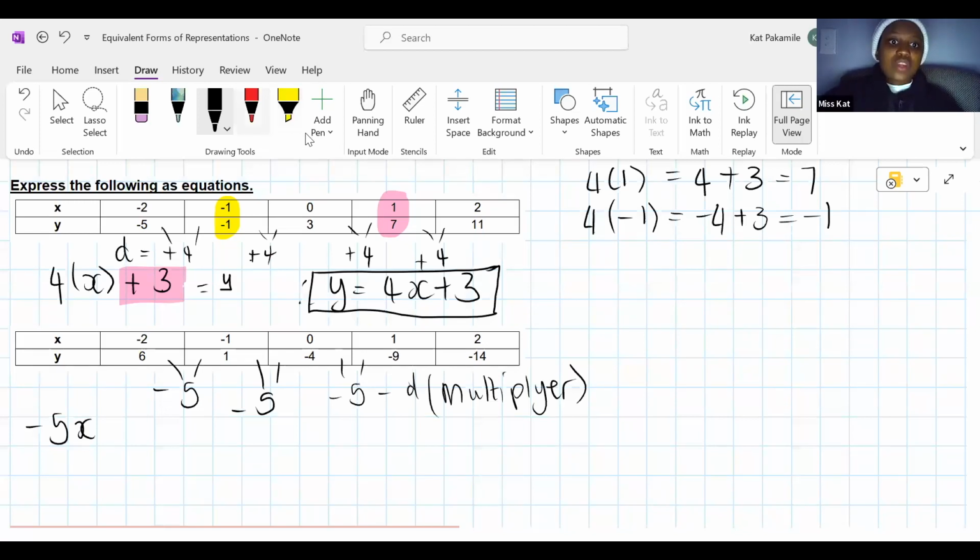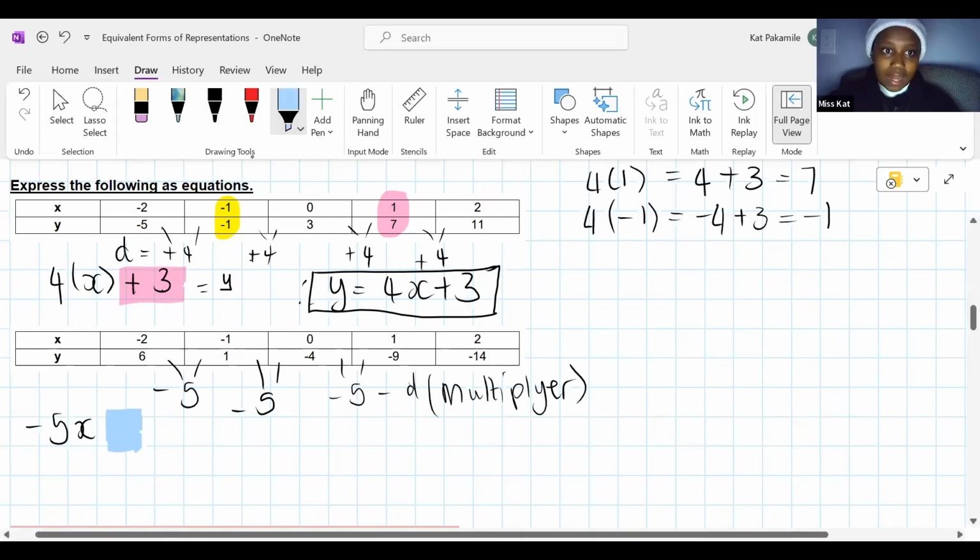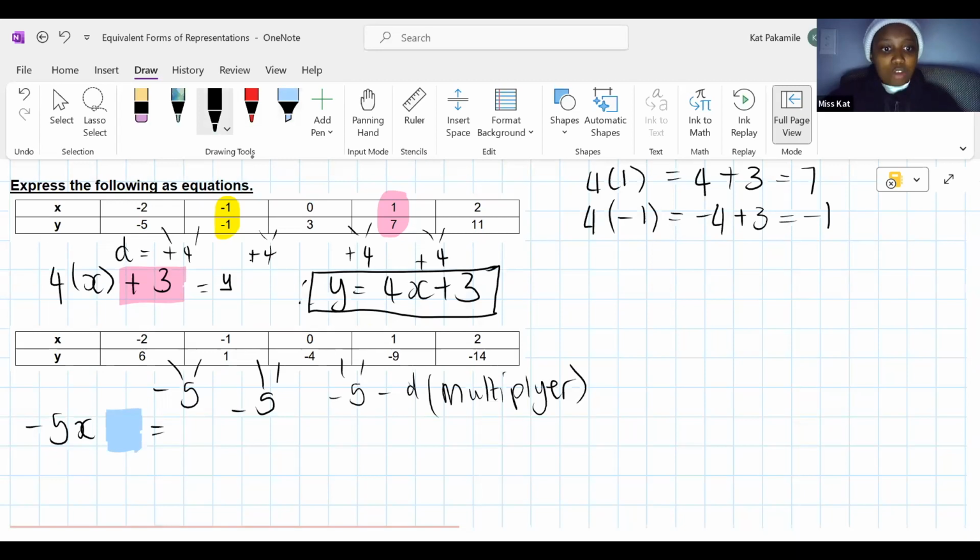Then you have to figure out what you have to add or subtract, see where I'm highlighting in blue, to get the output that I want. And the only way to determine that is to substitute. I'm going to substitute negative 1. Tell me, guys, if I substitute negative 1, what is the output I am looking for?